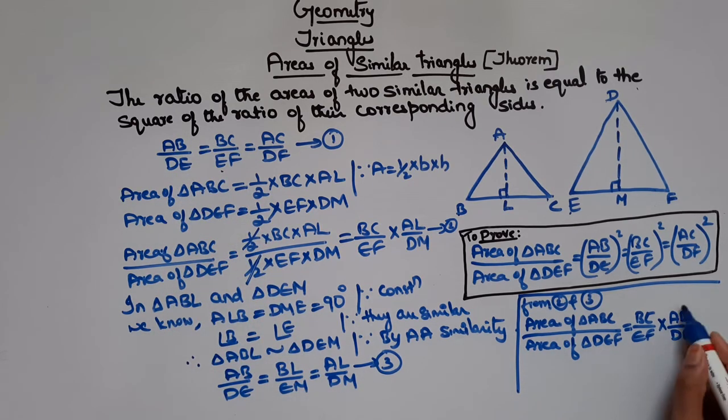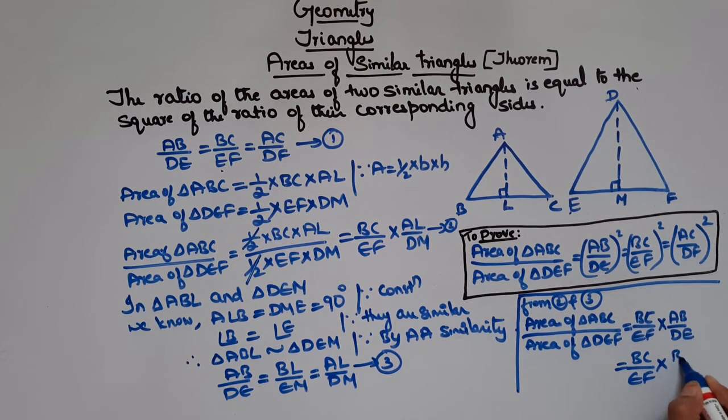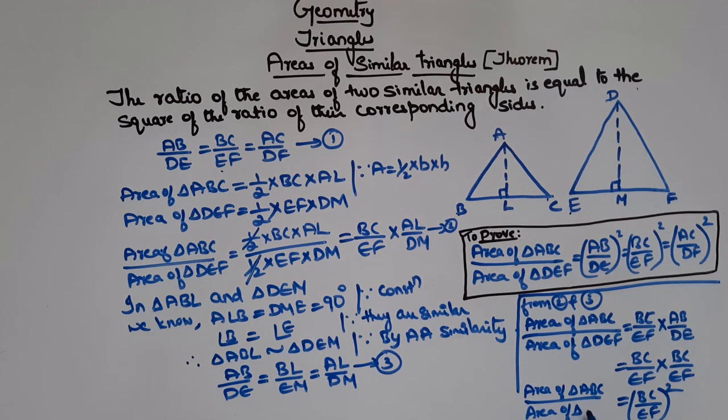So now we will replace this by BC by EF, which is equal to BC by EF into BC by EF, which is nothing but BC by EF the whole square. So now we have proved area of triangle ABC by area of triangle DEF is equal to BC by EF the whole square. Since I don't have enough space to write the last part of the proof, let me erase this, but before that pause the video and note this down.